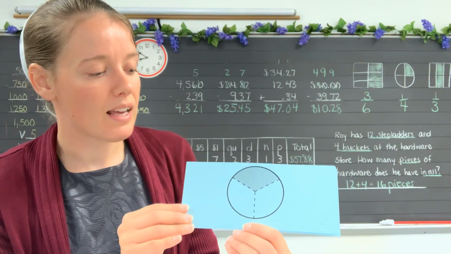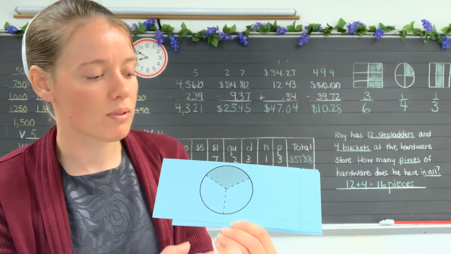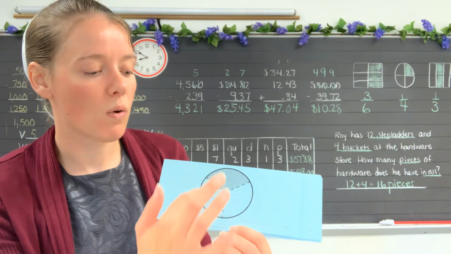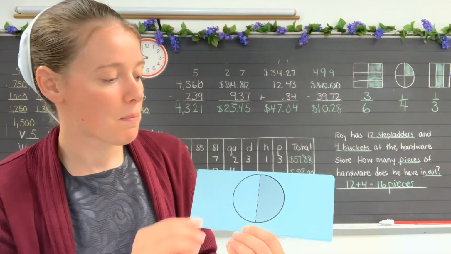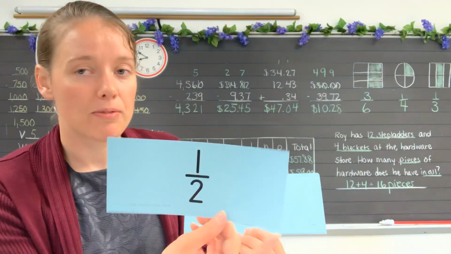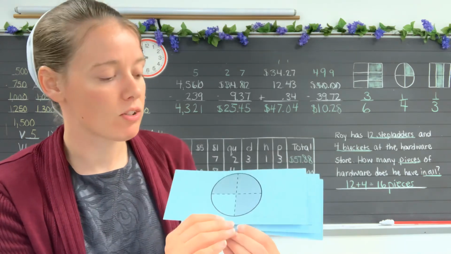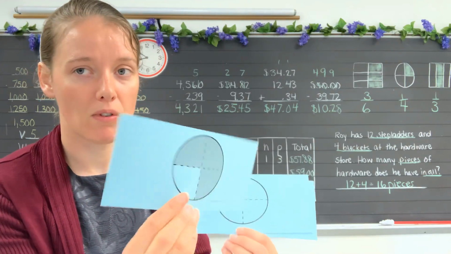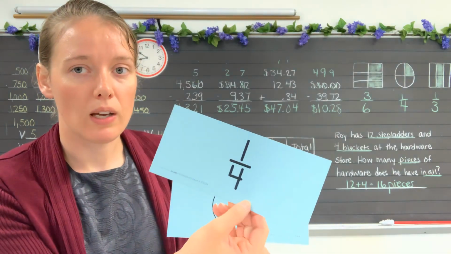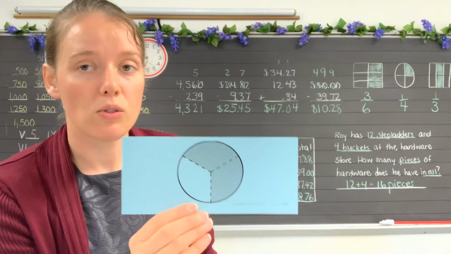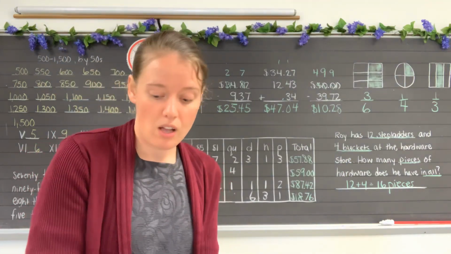And here's your shapes again. So this would be 1/3 because there's 3 pieces. 3 is your bottom number because there's 3 pieces. 1 is shaded, so 1/3 is shaded. And 1/2 here. And here is 1/4. No, actually this is 3/4. 3/4 is shaded. And this is 1/4. 1/4 is shaded. And here is 2/3. 2/3 is shaded. Okay, very good.